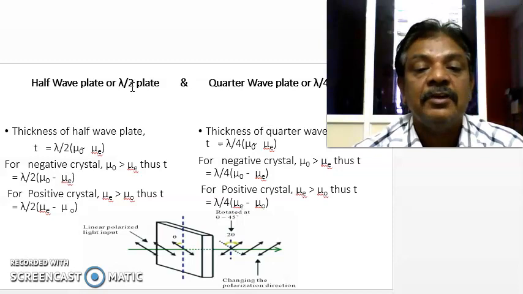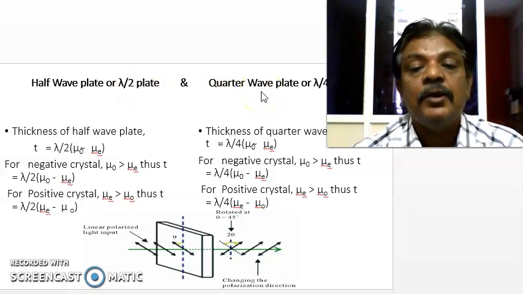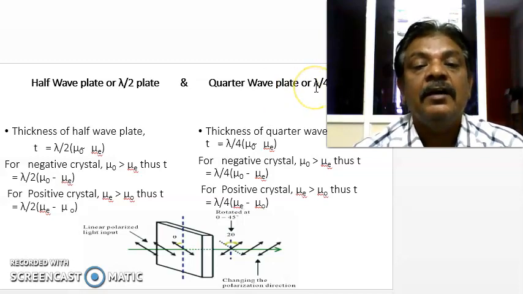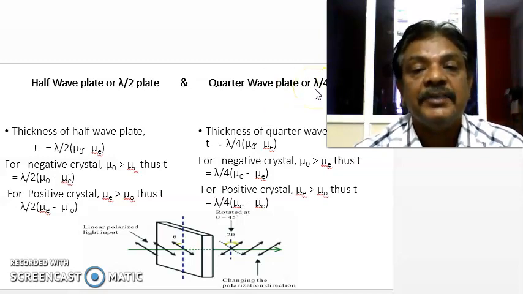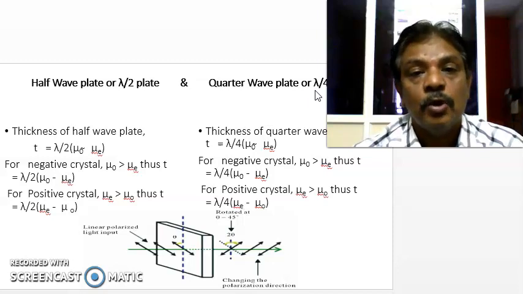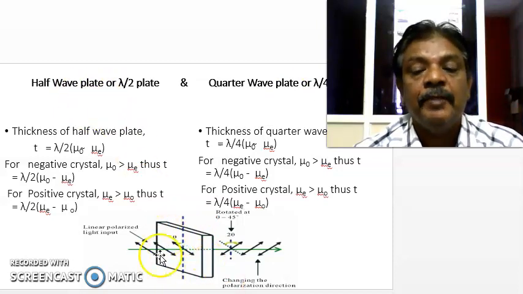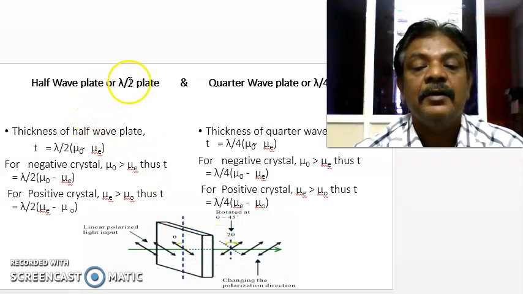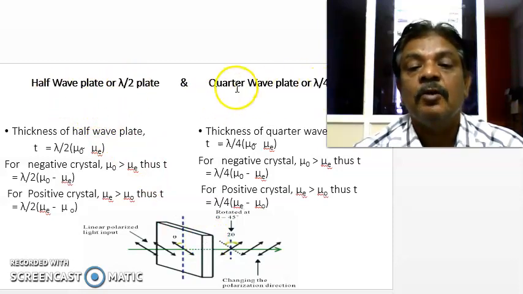Then that plate is called a half wave plate. A wave plate whose thickness is designed such that the path difference between the ordinary and extraordinary ray is equal to lambda by 4 is a quarter wave plate, and lambda by 2 is a half wave plate. This wave plate has a particular thickness of the order of path difference lambda by 2: half wave plate; path difference lambda by 4: quarter wave plate.